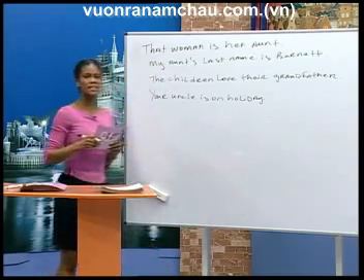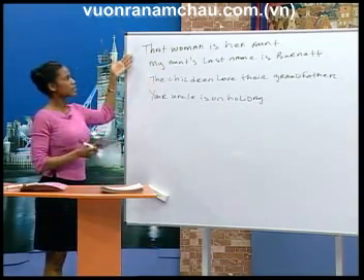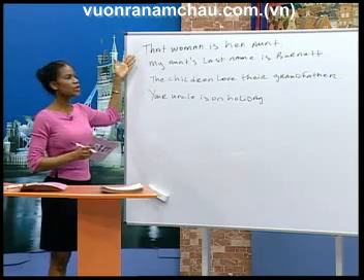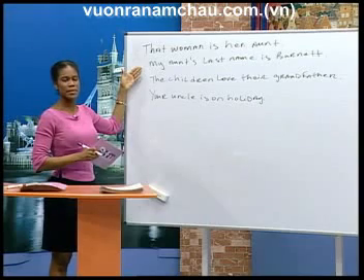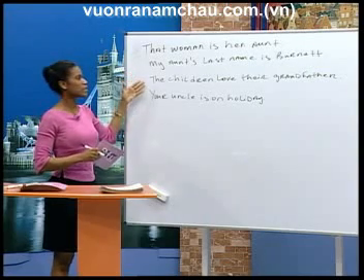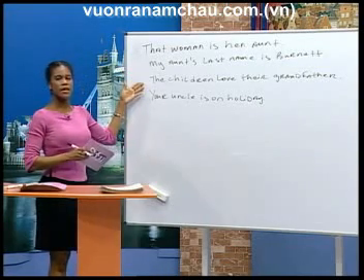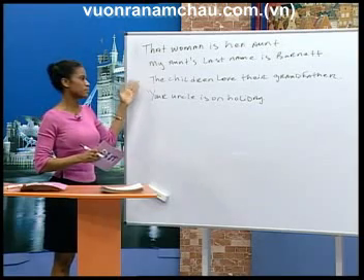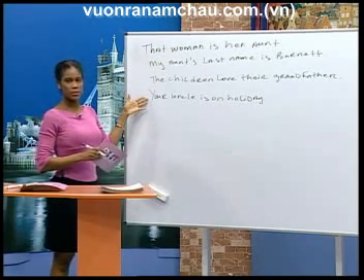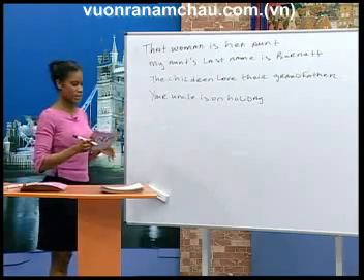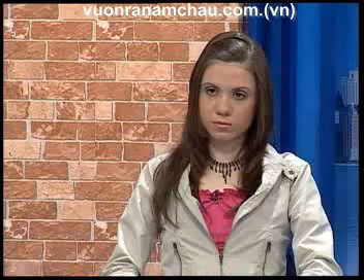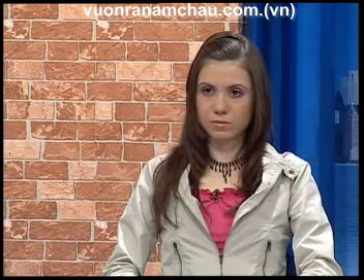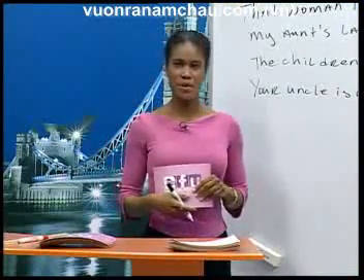So let's review the examples. That woman is her aunt. My aunt's last name is Burnett. The children love their grandfather. Your uncle is on holiday. Possessive pronouns show possession. Now, let's look at the chart to help you remember.